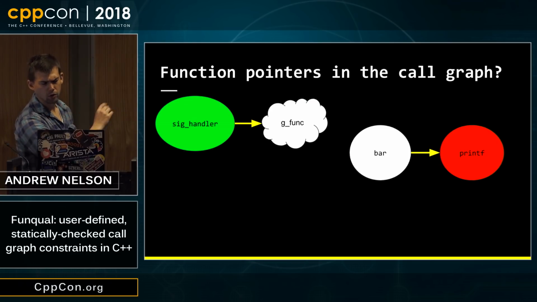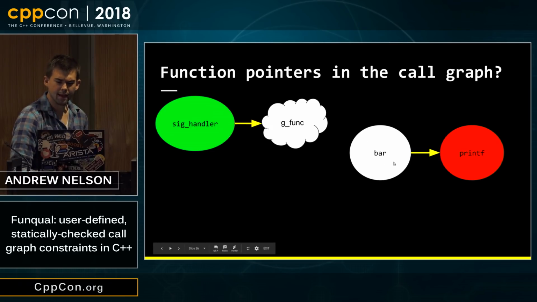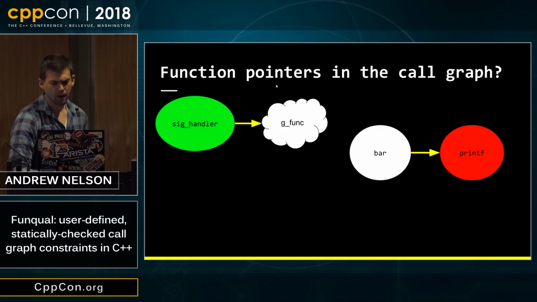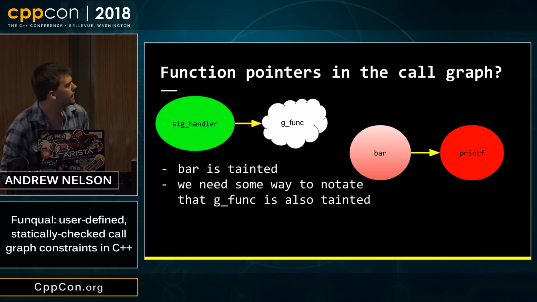So here's that call tree representation of the code we saw earlier. What we really need is some way to represent that this function pointer is tainted. We're going to start with the observation that we can already tell that bar is tainted. We can tell just by looking at the code that bar could reach a red function, so we're going to mark it as tainted.